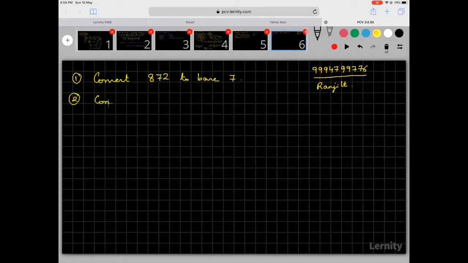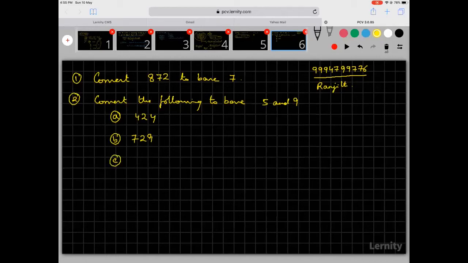Second, convert the following to base 5 and 9. A, 424, B, 729, C, 30125. I want you to convert these numbers to the base 5 and to the base 9.